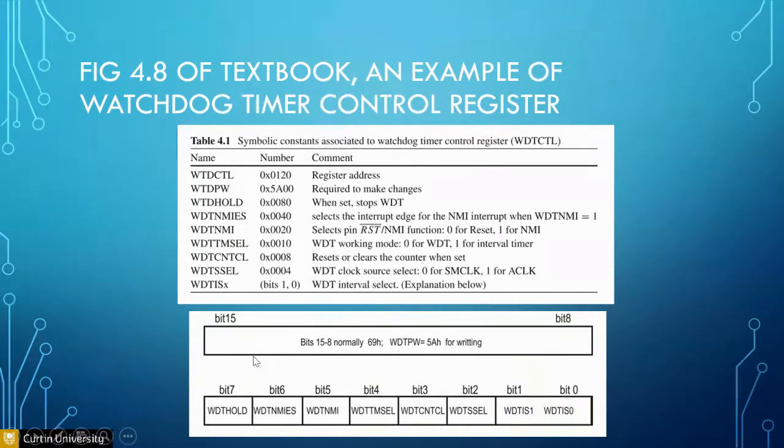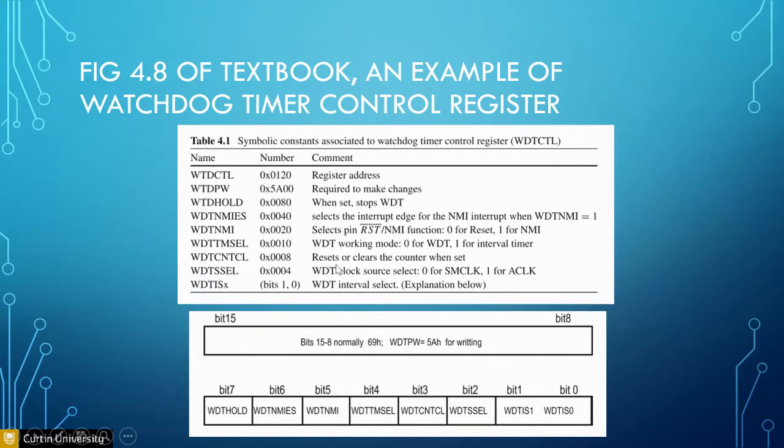5 is 1 0 0 1 0 1. Okay, so you can convert it into binary. If you want to write something to this register, you have to define the top byte as 5A. And these are the various registers, just like your status register, that are important for different things.